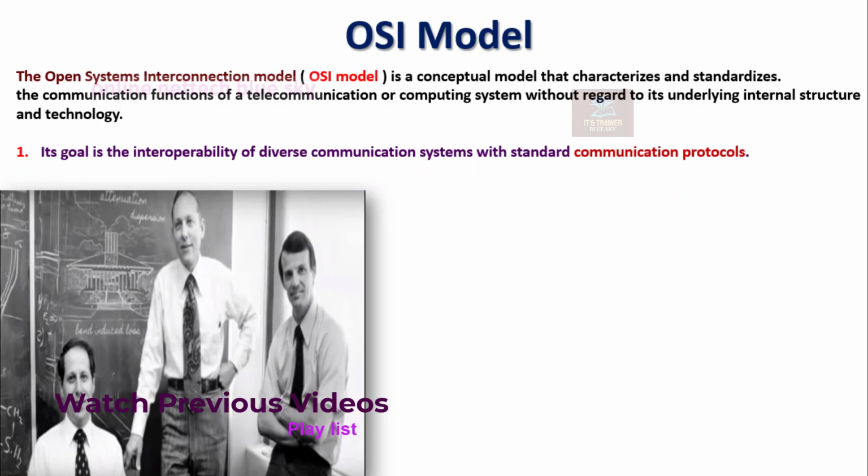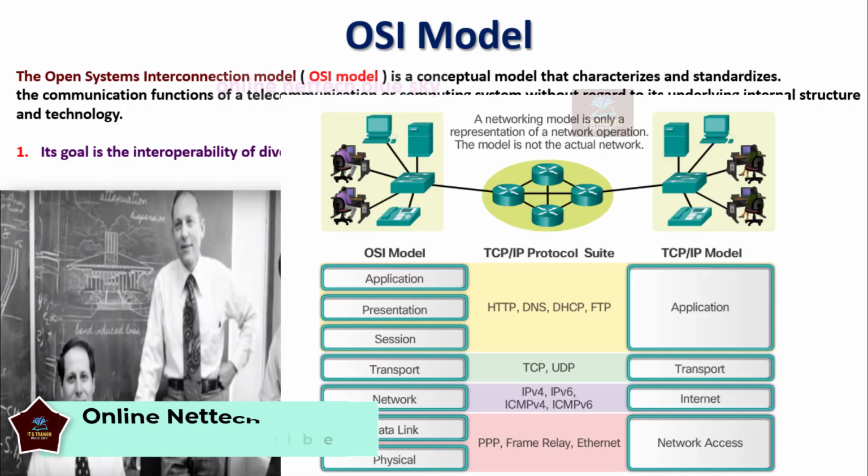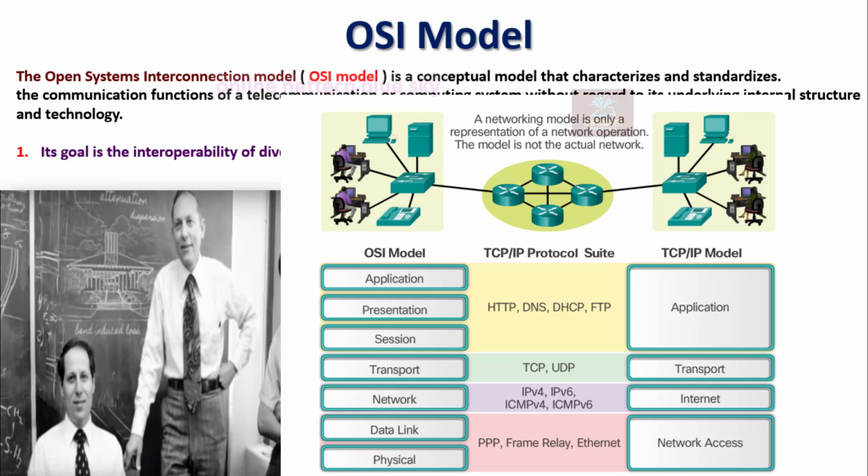Its goal is the interoperability of diverse communication systems with standard communication protocols. The main goal was that the same communication protocol created in one computer is also created in a second computer. The model, started around 1969, partitions a communication system into abstraction layers. So different types of layers were created.